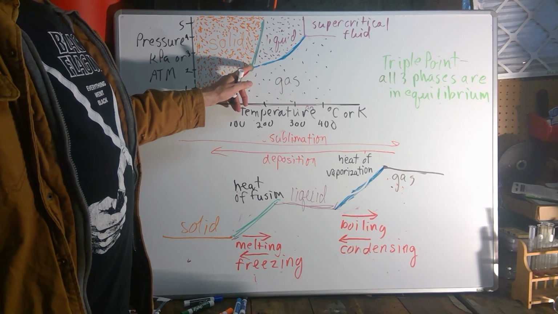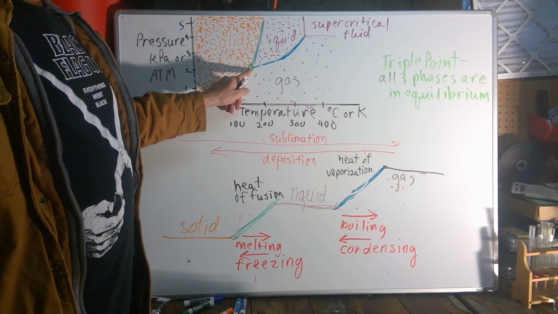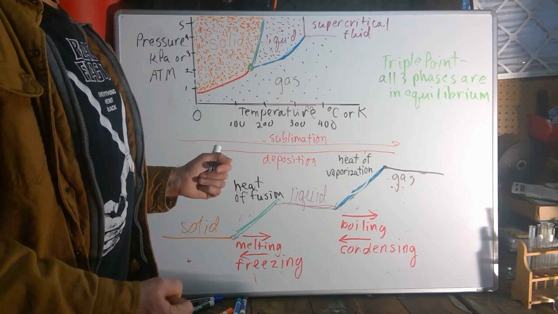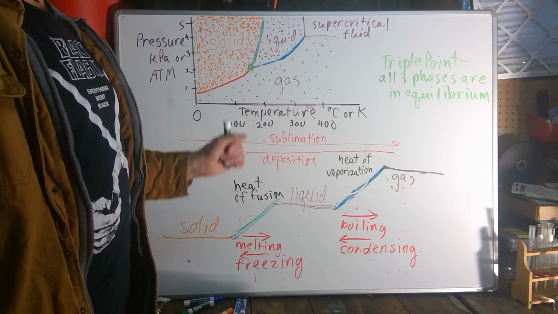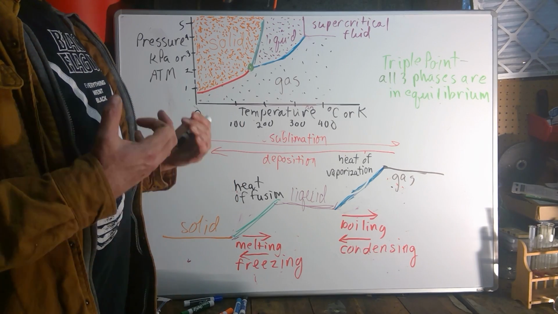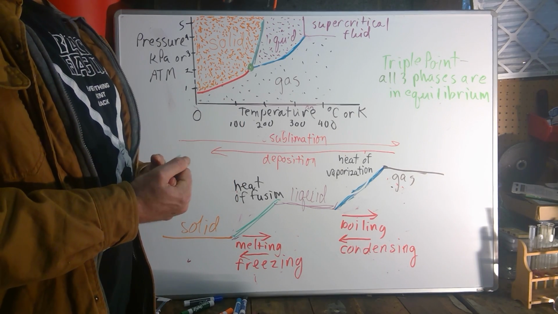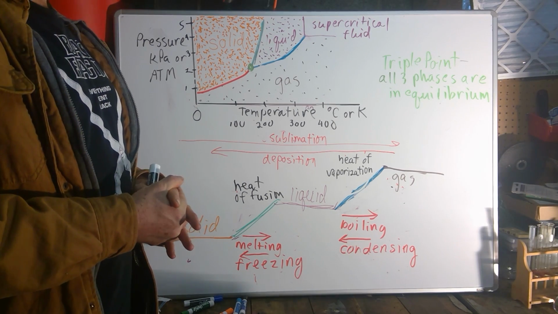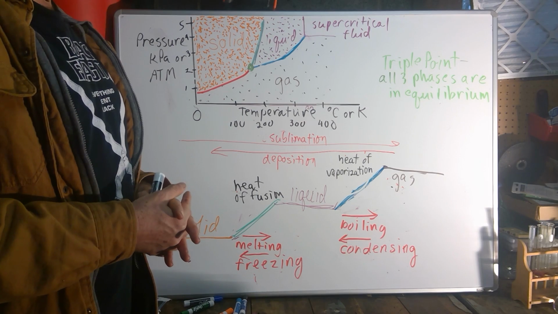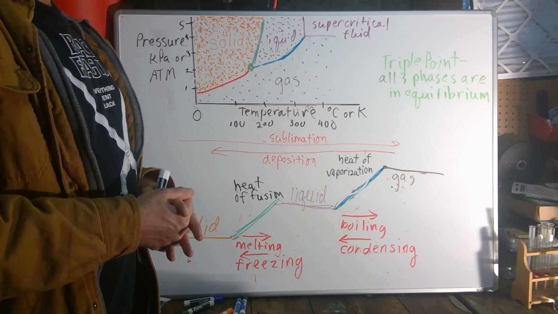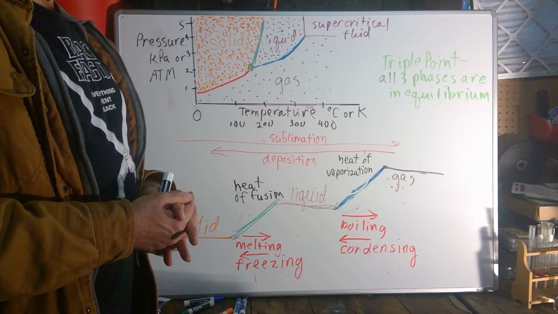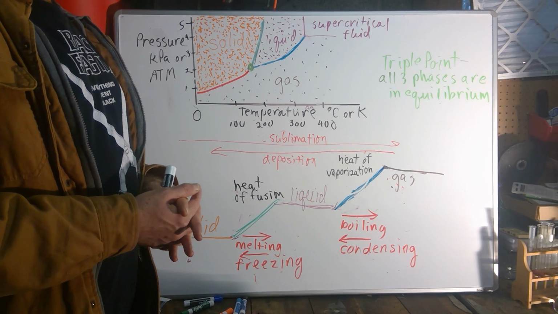But what if we were at a point where all three phases met? We would be at what's called a triple point. And a triple point is where all three phases are in equilibrium. And so that is a little activity we're going to try to do this week. I'm going to try to demonstrate with dry ice where you can see carbon dioxide in a solid, liquid, and gas form.